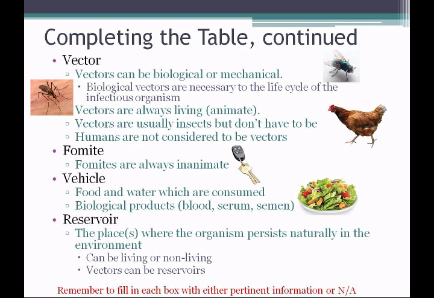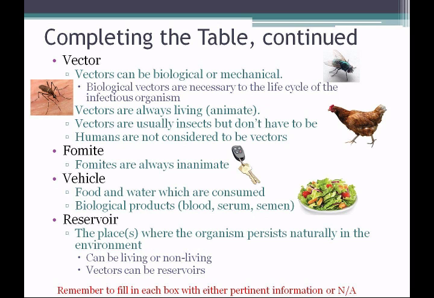Vectors can either be classified as biological or mechanical. A biological vector is necessary to the life cycle of the infectious organism. For example, as you see on the left here, the mosquito. The mosquito transmits many infectious diseases, including malaria, dengue fever, types of lentiviruses, and this vector, the mosquito, is actually necessary for the life cycle of the organism. Plasmodium, for example, is the etiologic agent of malaria, and this organism requires to be in the mosquito for part of its life cycle. The same with Lyme disease.